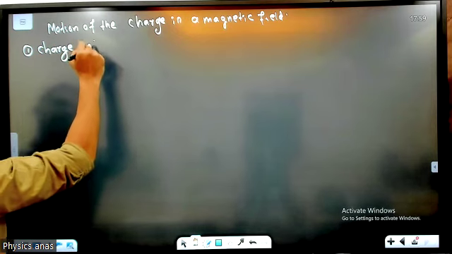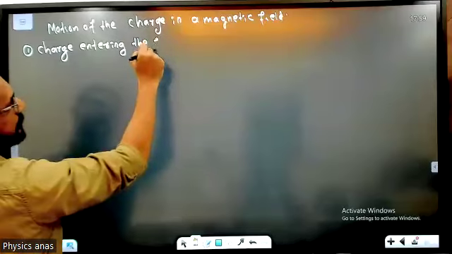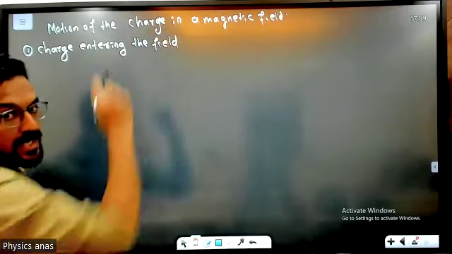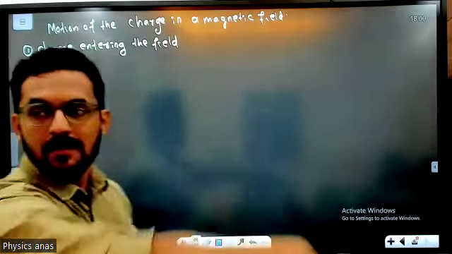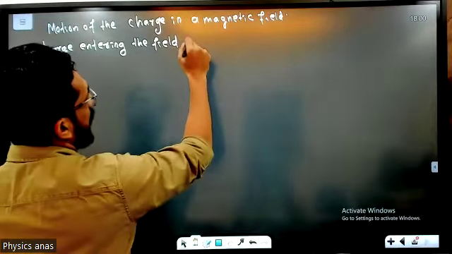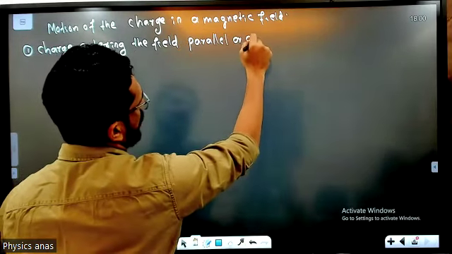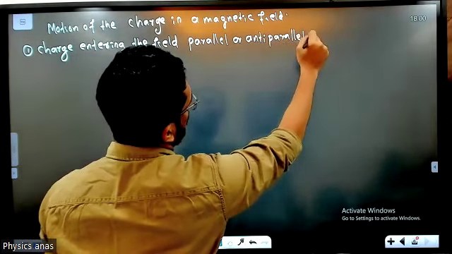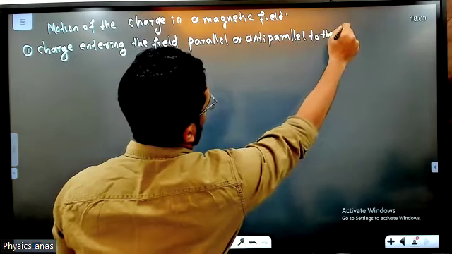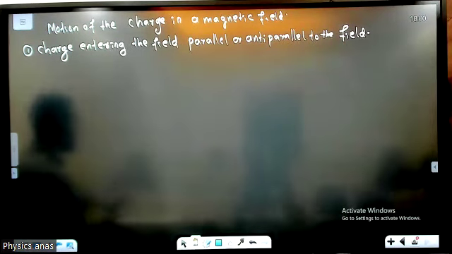Don't write it down yet. Charge entering the field parallel or anti-parallel to the magnetic field. Charge entering parallel or anti-parallel to the field.